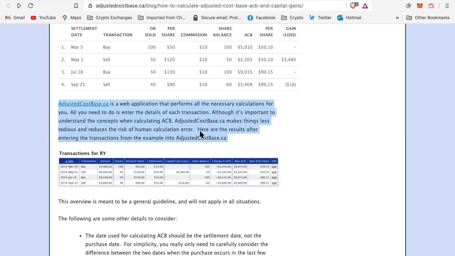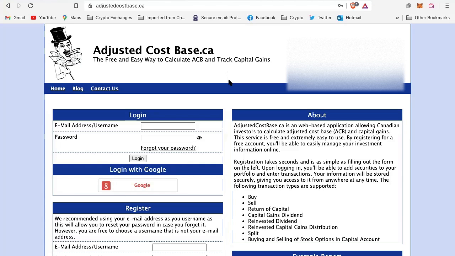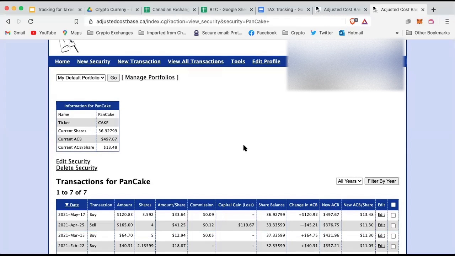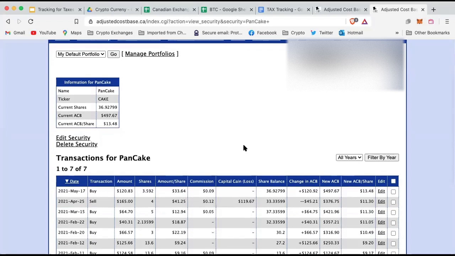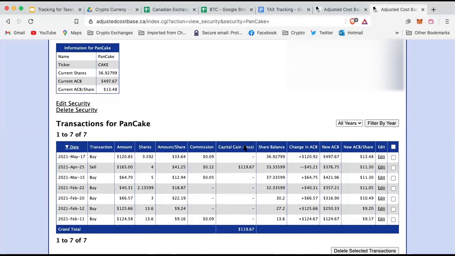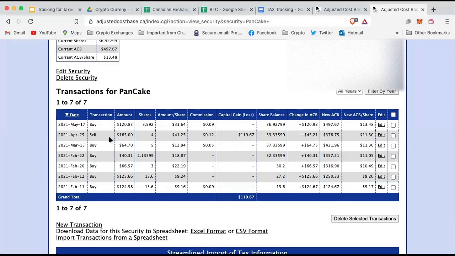And it says, here are the results after entering the transactions from the example into adjustedcostbase.ca, and it comes up looking like something you might have on your own spreadsheet. Now you can go to Adjusted Cost Base and you can sign up for an account and begin to enter transactions. Here's an example of some transactions I've entered recently from PancakeSwap and my cake tokens, and it just keeps track of my buys, sells, and my new ACB, my change in my ACB, any gains or losses that I may have made.